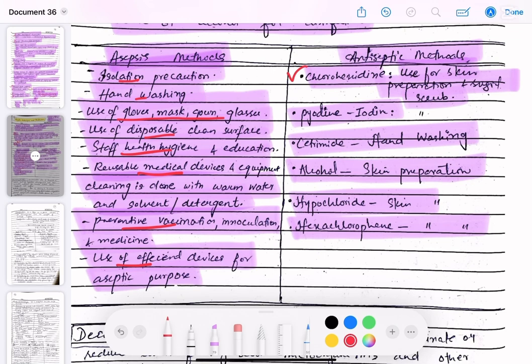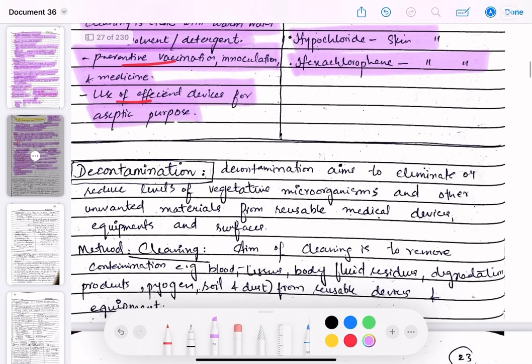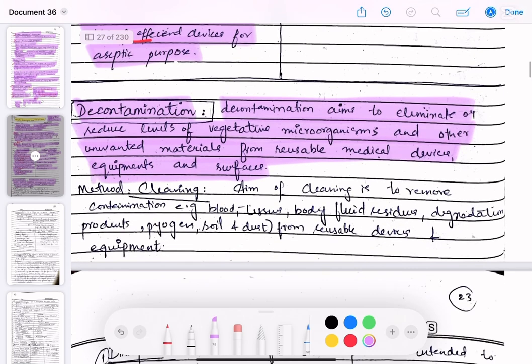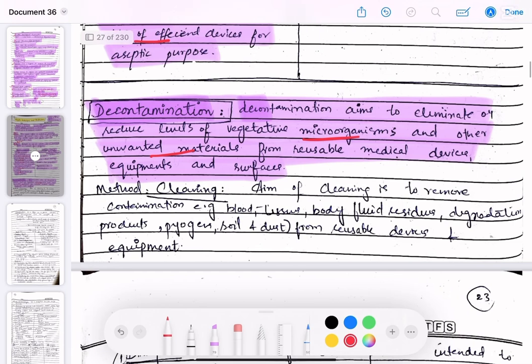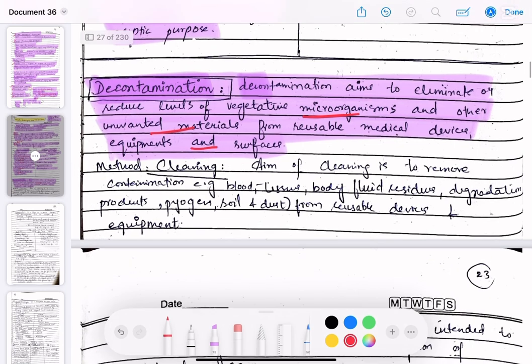Now decontamination. Decontamination aims to eliminate or reduce levels of vegetative microorganisms and other unwanted materials from reusable medical devices, equipment and surfaces. Whenever there are microorganisms present, the removal or reduction of them and other unwanted materials from reusable medical devices is decontamination.